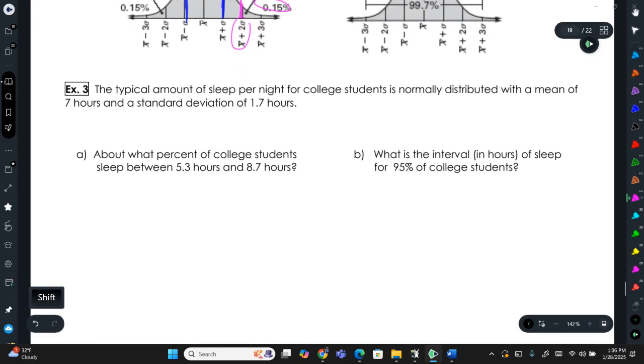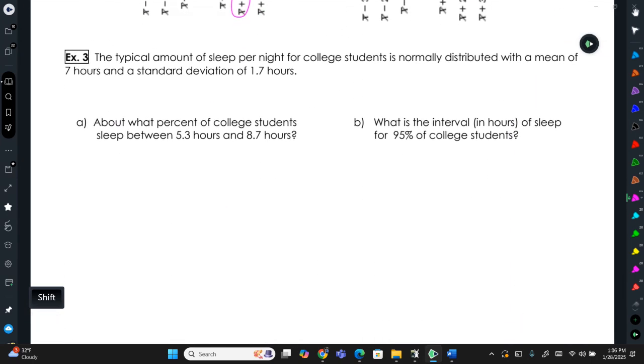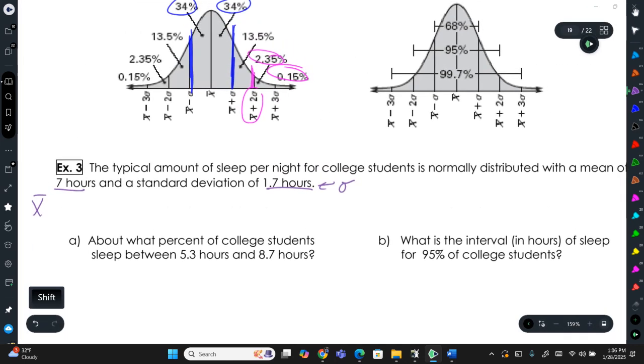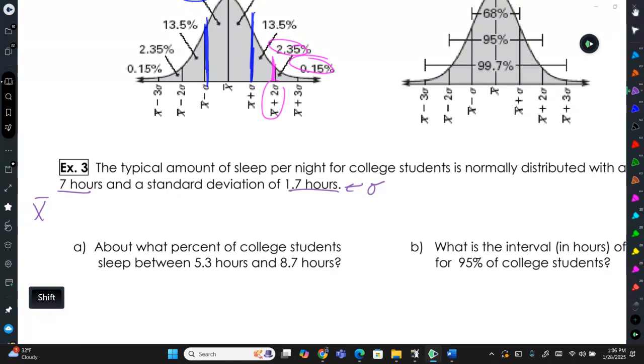All right, then example 3, it says the typical amount of sleep per night for college students is normally distributed with a mean of 7 hours and a standard deviation of 1.7. So 1.7 is my sigma, and 7 is my x bar. Well, about what percent of college students sleep between 5.3 and 8.7 hours? So I'm going to use this picture up here.